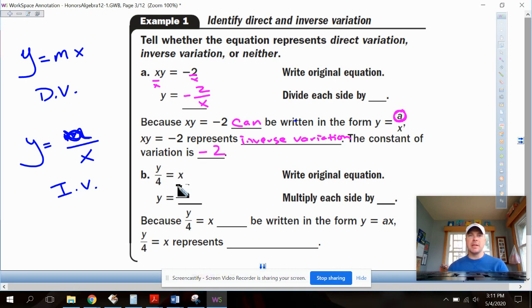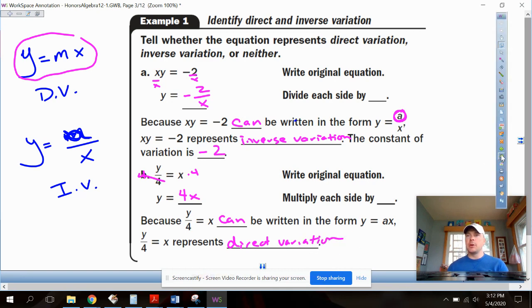If we jump to example B, if we were to get y by itself, we'd have to multiply both sides by 4. They'd cancel out. We get y equals 4x. And since that's in this format, right here, some number times x, so since it can be written in the form y equals a times x, this would represent direct variation.